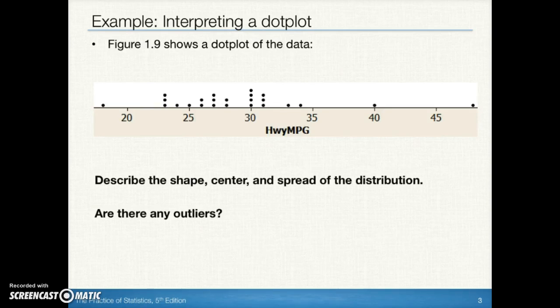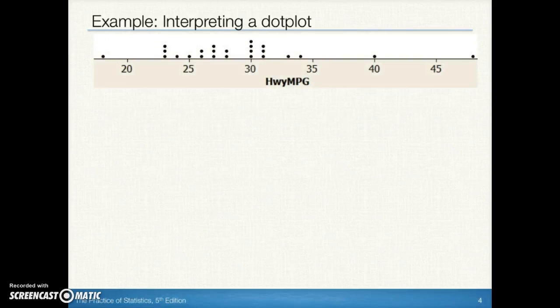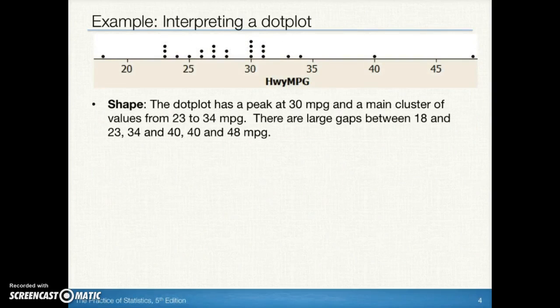When looking at a dot plot, what we'll want to do is describe the shape, center, and spread of the distribution, and comment on whether or not there are any outliers. Recall that in a dot plot, each dot represents a different observed value within the data set. In this dot plot, we can see that the shape has a peak at about 30 miles per gallon and a main cluster of values from 23 to 34 miles per gallon. We see there are large gaps between 18 and 23, between 34 and 40, and between 40 and 48 miles per gallon.